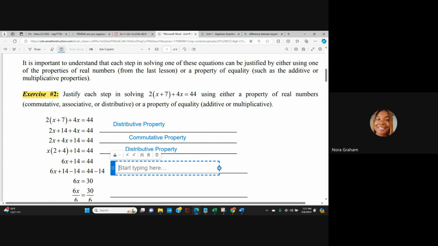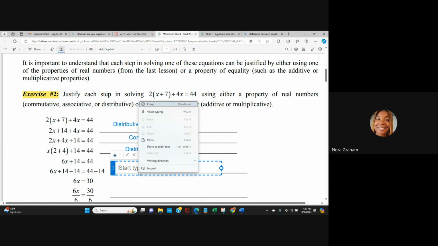And let's see what they're doing here. For this one, they simplified it down. They just added it so that you can put simplifying. Now for here, they subtracted 14 from both sides. This is the subtraction.